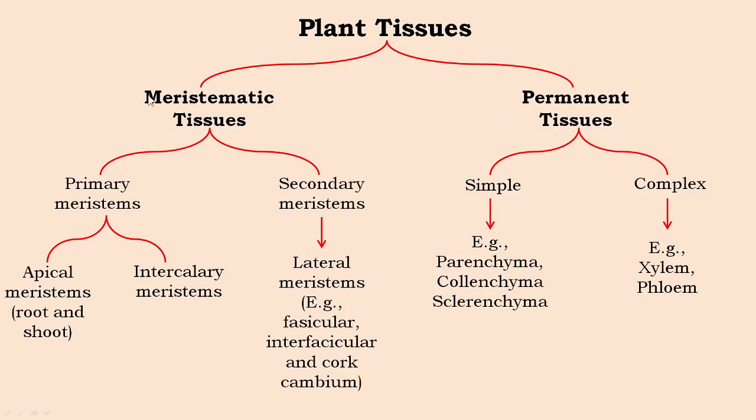In meristematic tissue, the cells have the potential to divide and give rise to new cells. Meristematic tissue is of two types: primary meristems and secondary meristems.